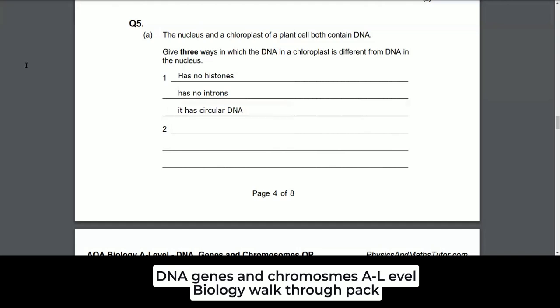And then we could probably say the DNA inside the chloroplast is going to be shorter because it contains fewer genes than the DNA in the nucleus, which contains the genes for the whole of the plant, whereas the DNA in the chloroplast is just the genes for the chloroplast. But there you go. Any three of those will do.